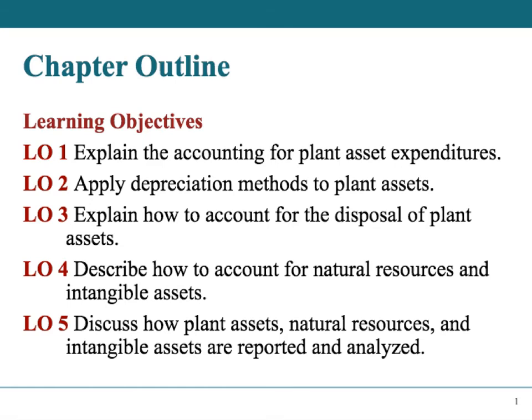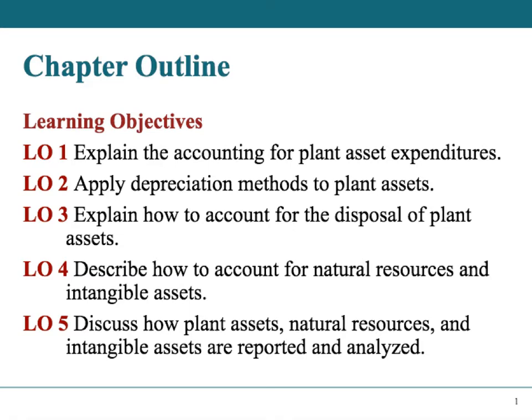In this video, we briefly talk about learning objective 4, how to account for natural resources and intangible assets. And really for natural resources, the only two things that I would like you to know: natural resources are those assets that we derive from nature. So it could be, for example, timber that will then later on be manufactured into lumber. Could be coal, oil, ore, gold, platinum, nickel, etc.